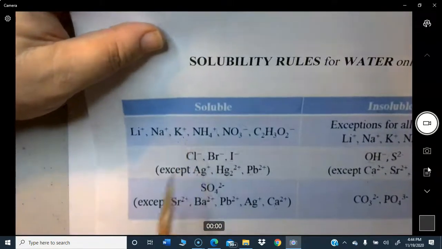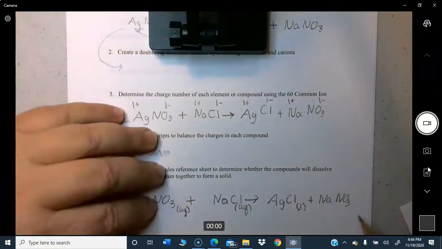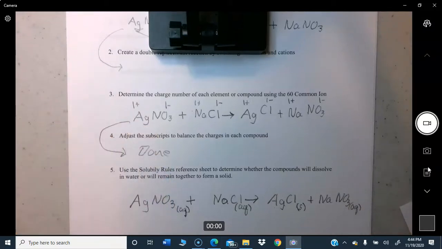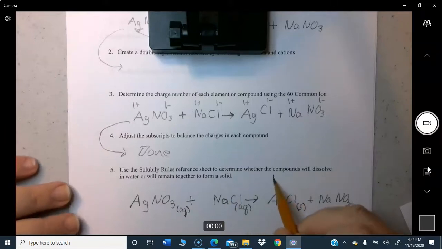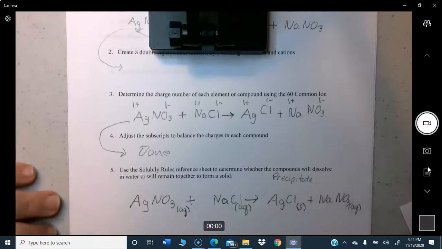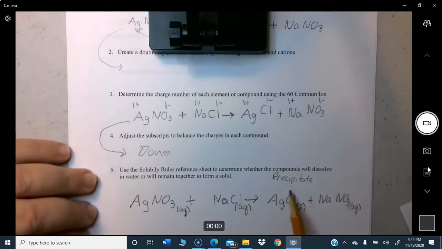And finally, NaNO3, those are both up here. They're soluble all the time. So we're going to put an aq there. So those are aqueous. They don't recombine in solution. So now you've taken care of your solubility, and you see that you do have a precipitate, a solid that's going to sink to the bottom. Generally, it sinks to the bottom. Okay, that's the precipitate right there.